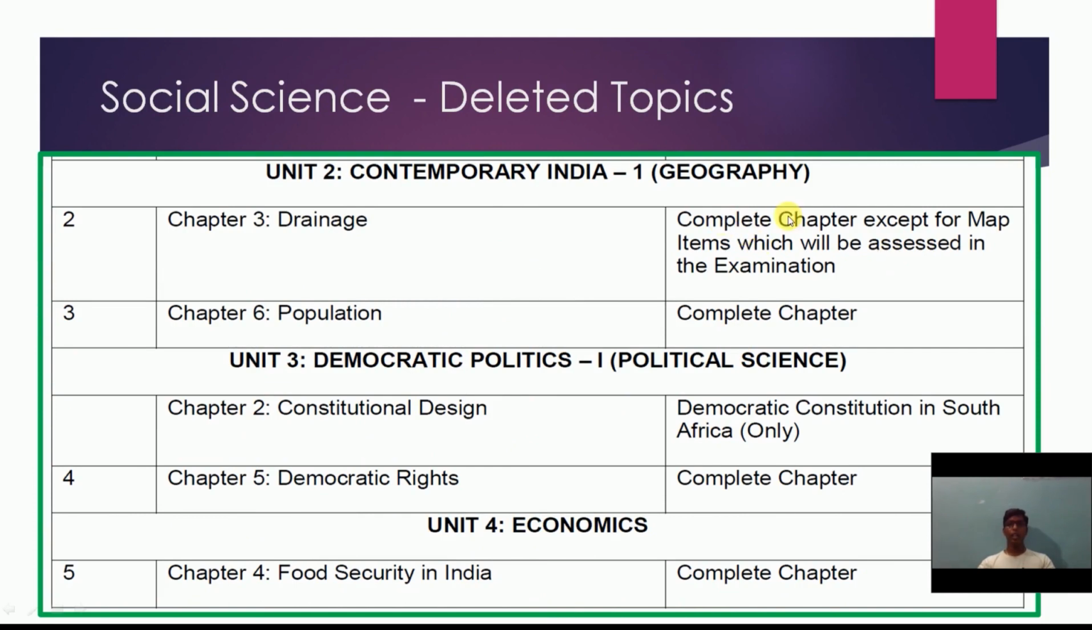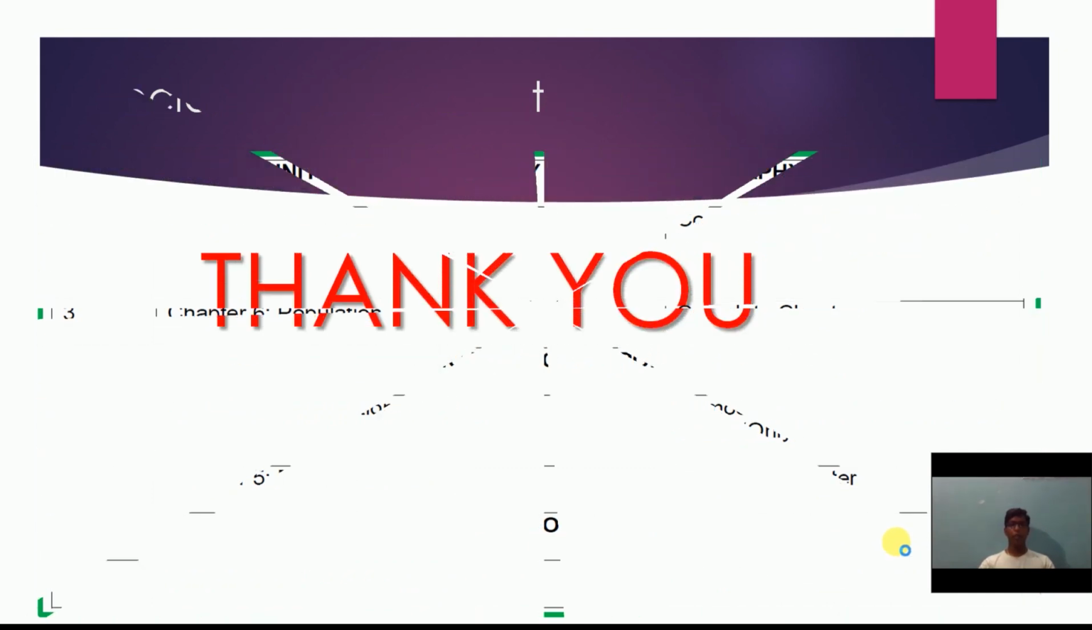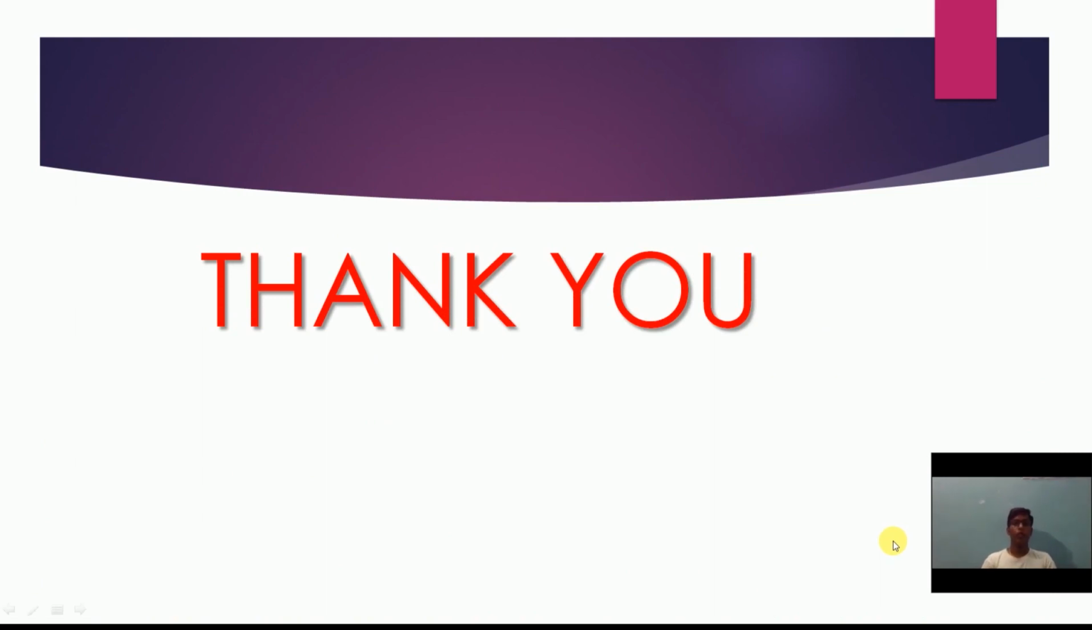Next, from history, and if you observe from geography, Drainage: the complete chapter has been deleted, except for map items; map pointing you may get from this chapter. Next, Population, which is a very easy and small chapter, but this time the complete chapter has been removed. Now coming to political science: in Constitutional Design, only the topic Democratic Constitution in South Africa has been removed. Next, Democratic Rights: the complete chapter has been removed this time. Next, economics: Food Security in India, also a complete chapter, has been removed. Okay, thank you.